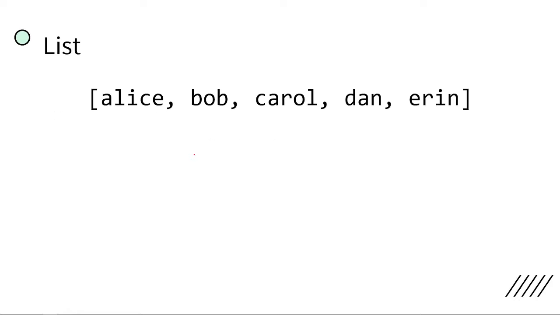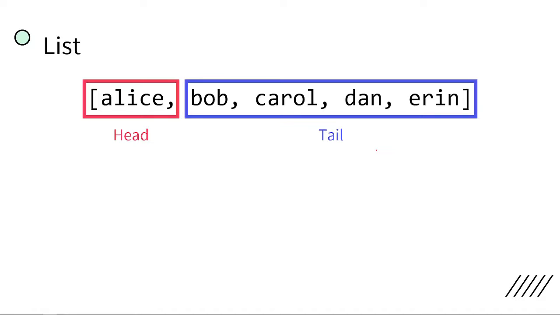Again, we have our list which has 5 items: Alice, Bob, Carol, Dan, and Erin. Basic terminology: the first item in the list is called the head. Meanwhile, the other items, the items left, are called the tail. So here we have the tail as Bob, Carol, Dan, and Erin. Again, the head is the first item in the list, and the tail is whatever is left in the list that is not the head.